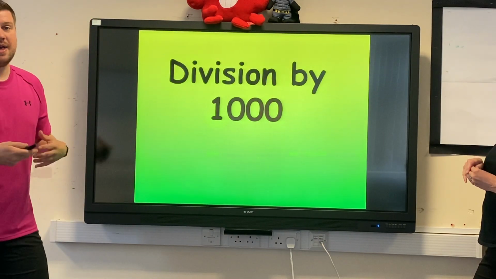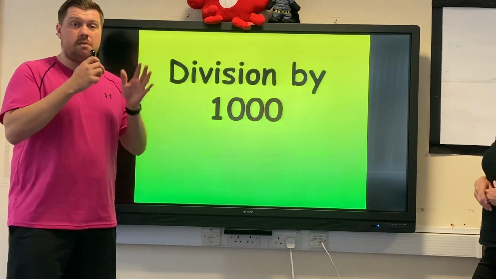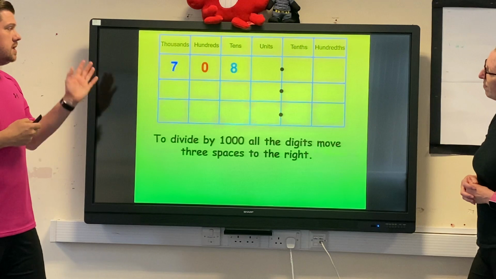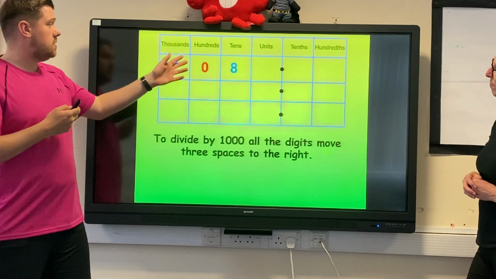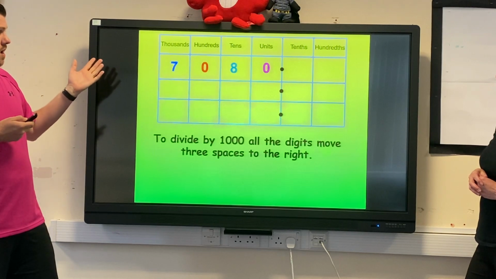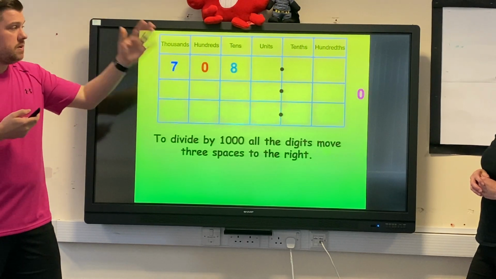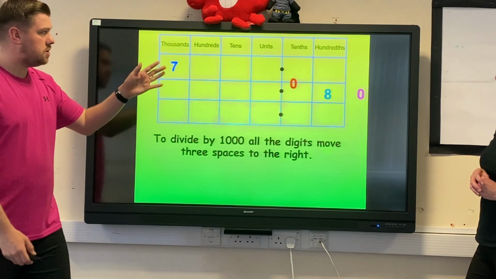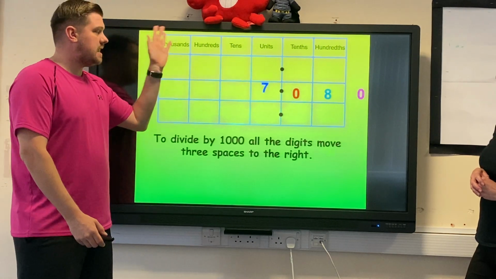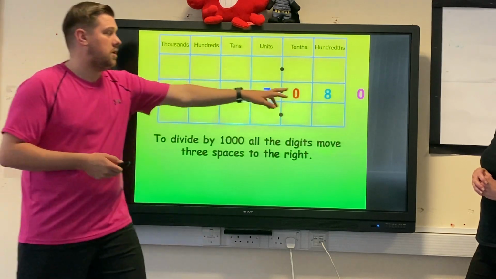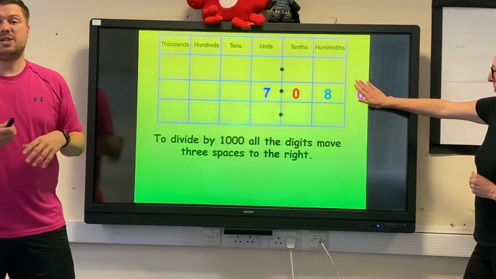Finally, dividing by 1,000, I'm sure you've got this by now. Moving to the right, 3 jumps, you have 3 zeros in 1,000. 7,080. I'm going to be moving them to the right. So the 0 we don't need, but we're moving it off to the thousandths column. 8 to the hundredths, 0 to the tenths, 7 to the units. We can take away that 0 that's on this thousandths board, 7.08.